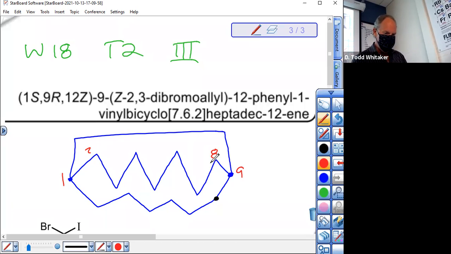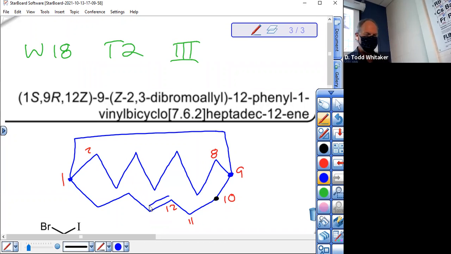And there you go. We got 9. We have a group on 12, so we have to get at least to 12. Where must 10 be? Down. Black dot, yes. Down. I suspect 12 is part of a double bond, and it is indeed, isn't it? Double bond from 12 to 13. It says 12-ene.